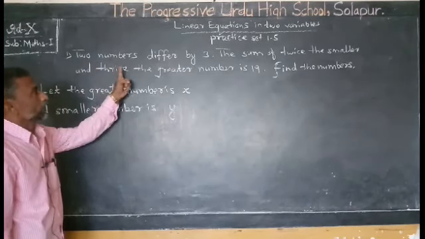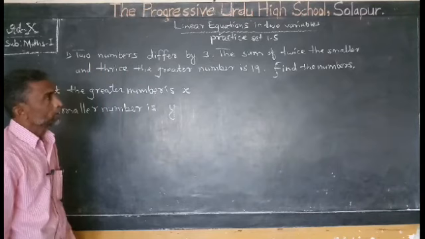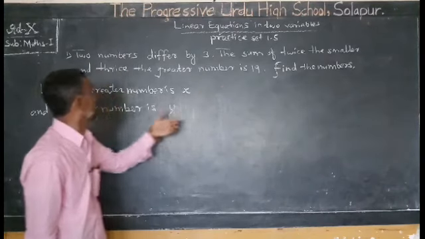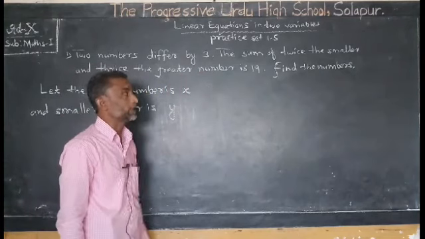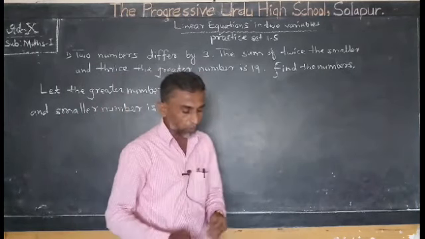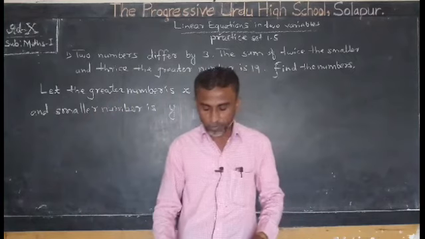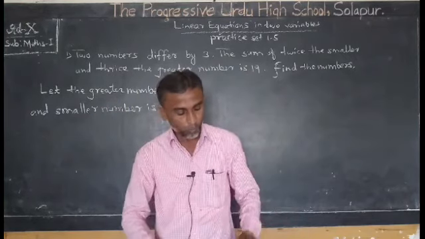Two numbers differ by 3. The sum of twice the smaller and thrice the greater number is 19. Find the numbers. So before solving this example, I want to tell you some things for when you are going to solve word problems.